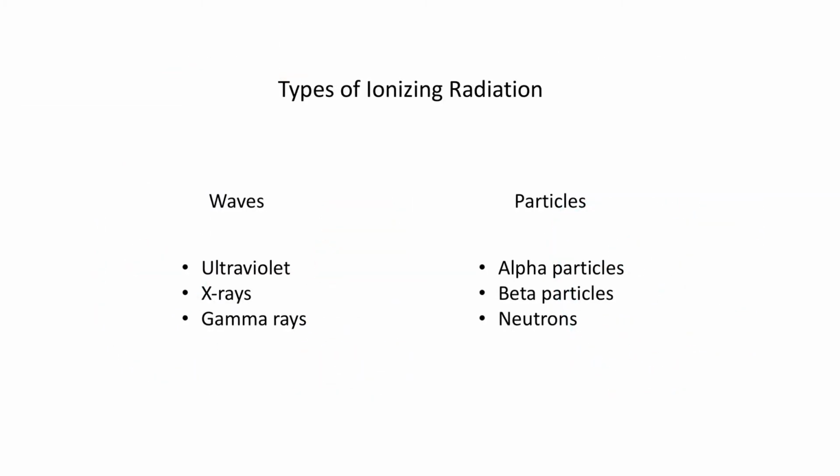Here are some examples of wave and particle radiation that are ionizing. Under the wave types are ultraviolet, X-rays, and gamma rays. You may have heard of some of these before. X-rays, for example, are used by doctors and dentists to take pictures of our bones and teeth. Alpha particles, beta particles, and neutrons are types of ionizing particle radiation.